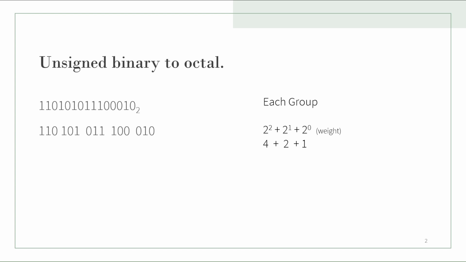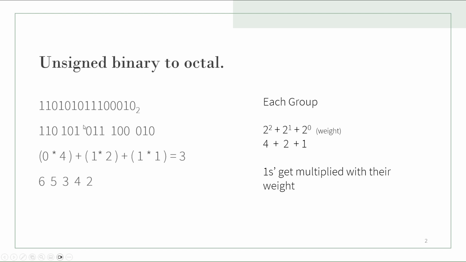Each group is assigned a weight, and with that weight there's 4, 2, and 1. So each of these groups and numbers get multiplied by each of these. So 0 times 4 is 0, 1 times 2 is 2, 0 times 1 is 0. So the ones get multiplied with their weight.